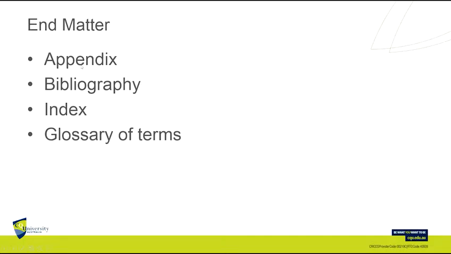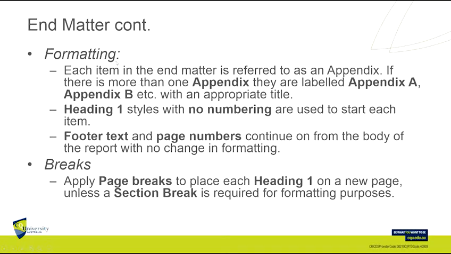The end matter is our appendix, bibliography, index and glossary of terms. The formatting in here: each item in the end matter is referred to as an appendix. If there is more than one appendix, they are called appendix A, B, C, etc. The heading styles on your appendices will have no numbering, so we'll go through and fix that. And the footer text and the page numbers continue on from the body. And again, you will only apply page breaks after each heading 1, and you will not need a section break unless required for formatting purposes.